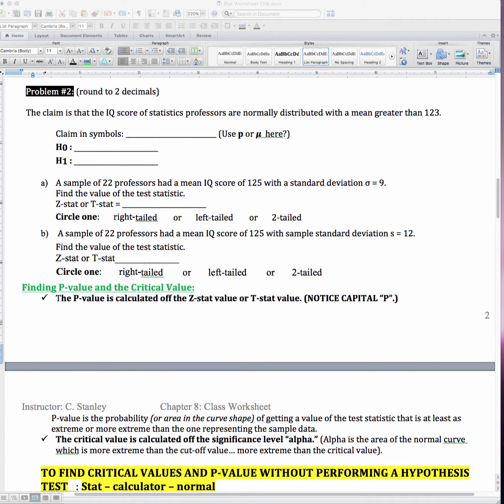Okay, let's do problem 2. The claim is that the IQ of professors is normally distributed with the mean greater than 123. Okay, so means are mu's. So the claim here is mu is greater than 123. And whenever you do these, if they give you a claim that's a greater than, that's always going to go in your alternative. Even if it was a less than or not equal to, your null is always going to be equal. Now this is our baseline.